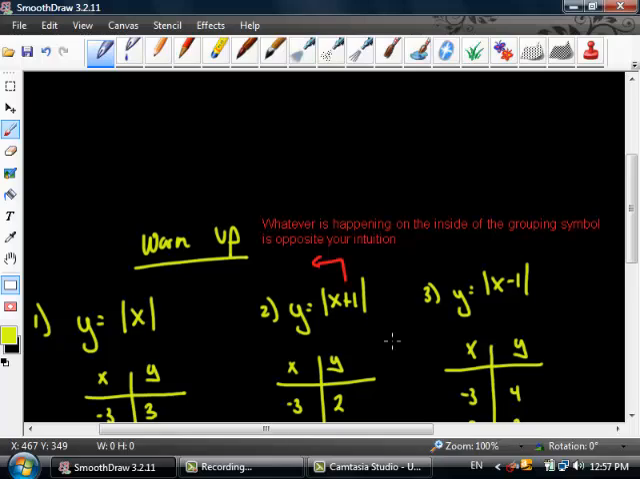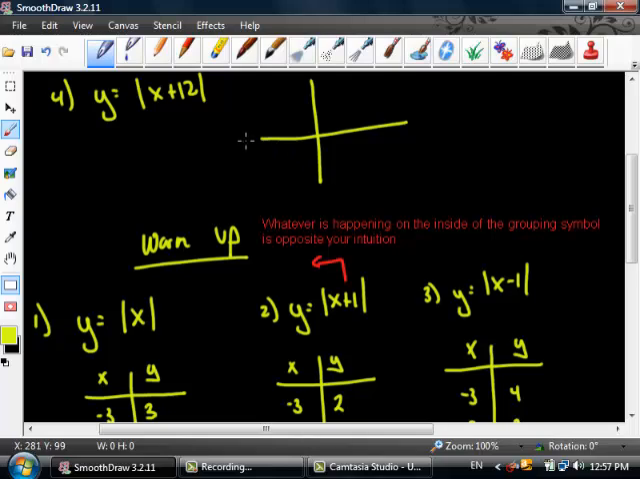Okay, so now if I was to give you a random example, say, number 4 up here. I'm going to throw you guys number 4. And you guys don't even have to do a table anymore. If I gave you y equals absolute value of x plus 12, can someone raise their hand and tell us how is that graph being shifted? Jared.